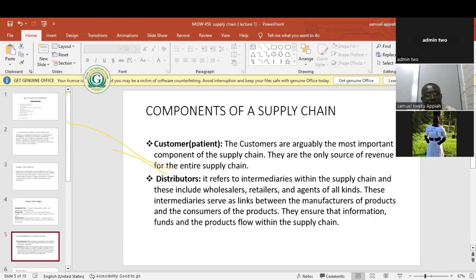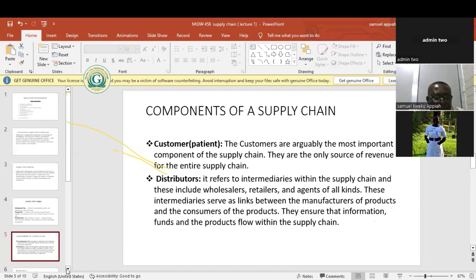He's saying that they ensure that information, funds, and product flow within the supply chain. Because they give information to the manufacturer. They also pay the manufacturer. They collect money from the patient or the buyer, and then they fund the manufacturer's activity. And so their task is what? Funding. They provide the funds, they provide information within the chain.